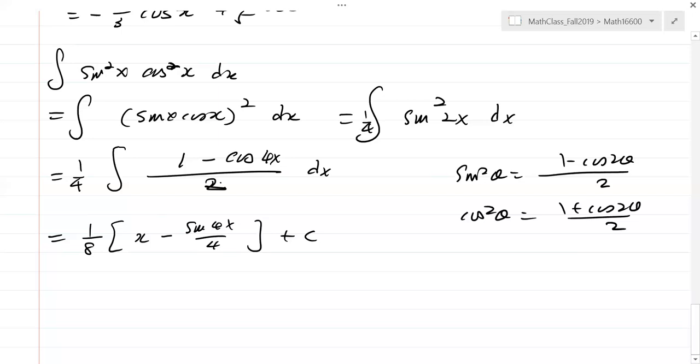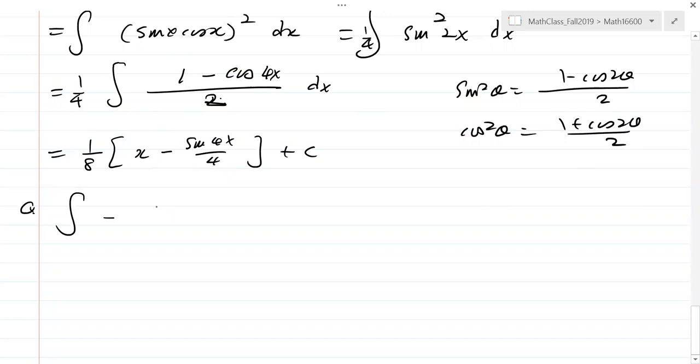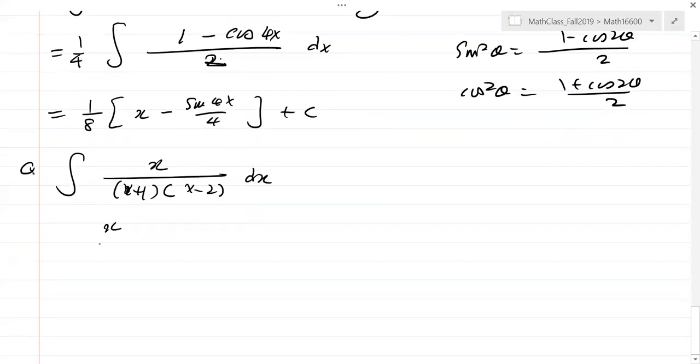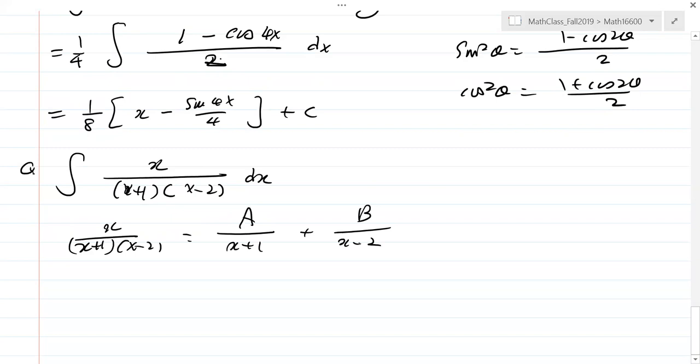All right, so the next problem is to evaluate the integral of x over (x plus 1)(x minus 2) dx. To solve this type of problem, you have to decompose the function into simpler forms. I just express it as a sum of two reciprocals of linear factors, A over x plus 1 and B over x minus 2. Okay, we want to use this method to solve the problem.